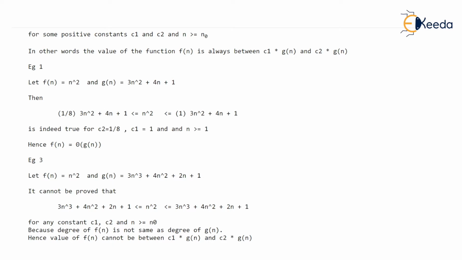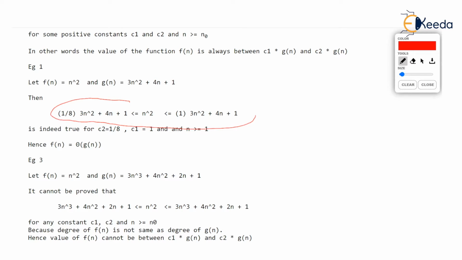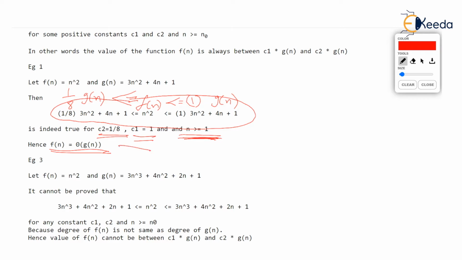So coming to what I have written in black here, just check that it can be proved that Fn, which is n square, is less than or equal to 1 into Gn, given that Gn is 3n square plus 4n plus 1, and Fn is greater than or equal to 1 by 8 times the same function Gn, 3n square plus 4n plus 1. Then Fn is theta of Gn, provided the C2 constant is 1 by 8, C1 is 1, and this is true for all values of n greater than or equal to 1.